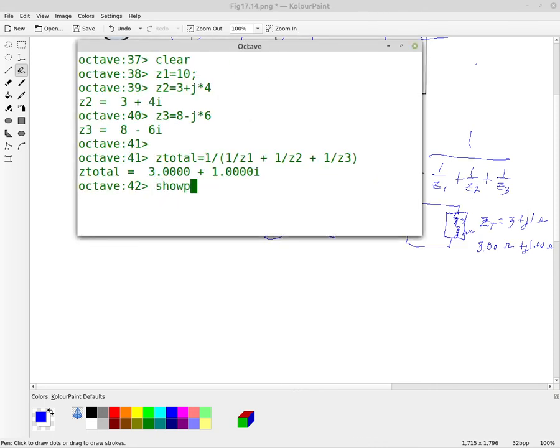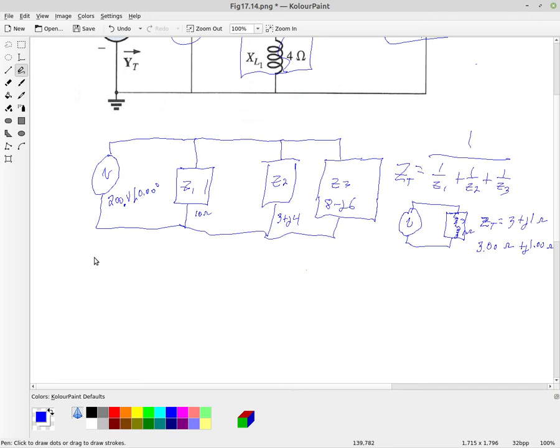So I have a little function that does that for me, and we'll call it z total here. And so that gives me 3.1623 at an angle of plus 18 degrees. All right, so now we can find the total current. So we could come in here and find the total current.